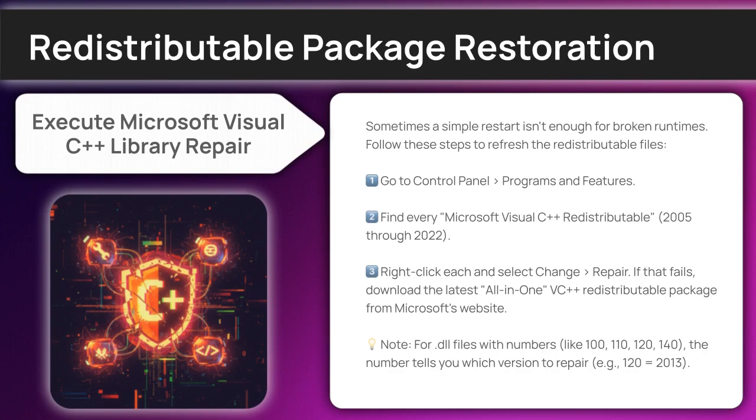First, go to Control Panel, then select Programs and Features. Second, find every Microsoft Visual C++ Redistributable 2005 through 2022. Third, right-click each and select Change, then select Repair. If that fails, download the latest all-in-one VC++ redistributable package from Microsoft's website. Please note that for DLL files with numbers, the number tells you which version to repair. For example, 120 equals 2013.